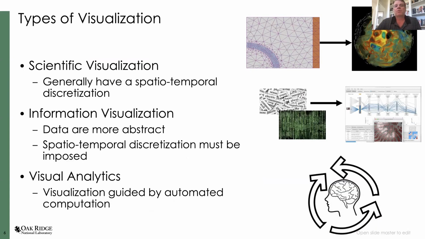There are a number of different ways to think about visualization. In SciViz, you usually have a mesh, some spatiotemporal discretization. In information viz, the data are more abstract, and one of the challenges is to impose a spatiotemporal discretization onto it so that it can be easily visualized. And then visual analytics, which is sort of a human in the loop, guided by AI and whatnot.